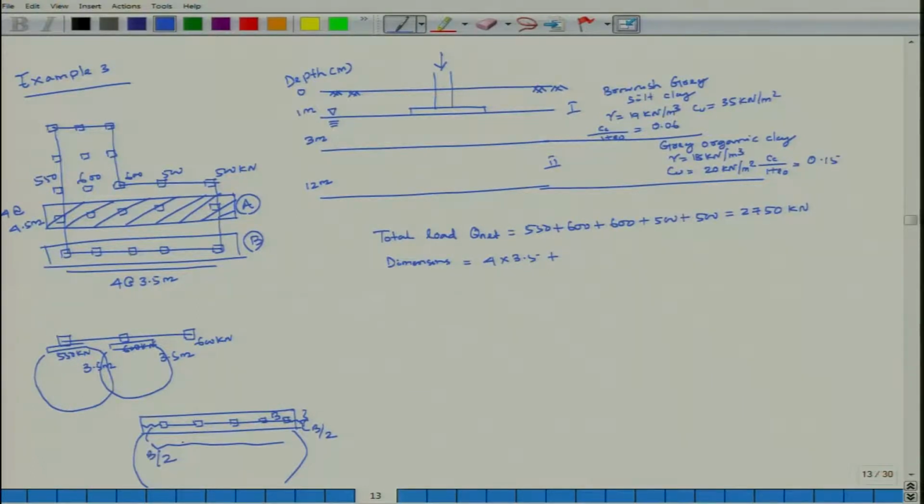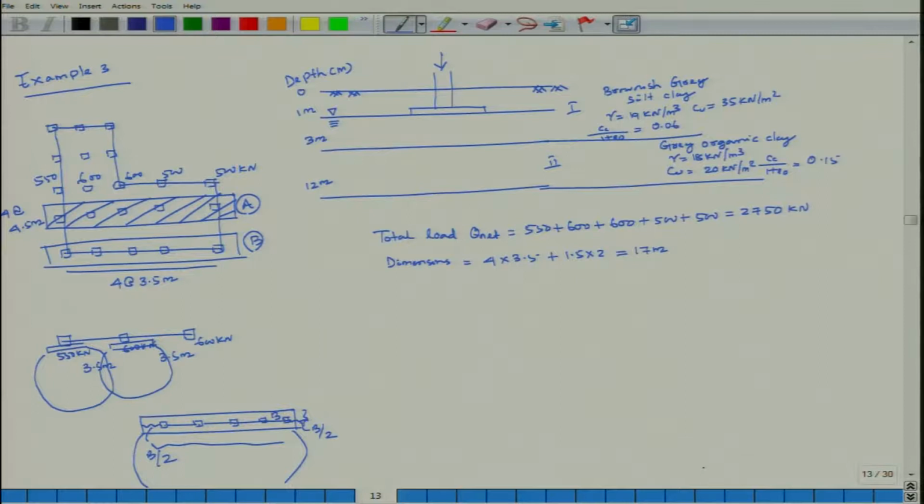So then it will be 3.5 divided by 2, which is 1.75. Rather, I put it as 1.5 into 2. These are my dimension calculations. How has 4 into 3.5 come? Center to center distance is 3.5, here to here is 3.5, here, here, here: 1, 2, 3, 4. So that is why 4 into 3.5 plus 1.5 into 2, which is equal to 17 meter.